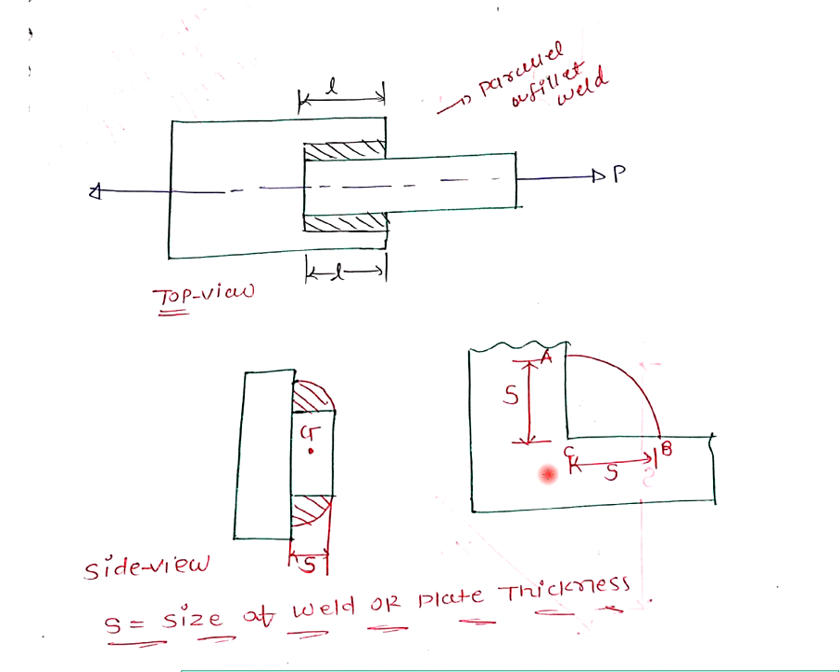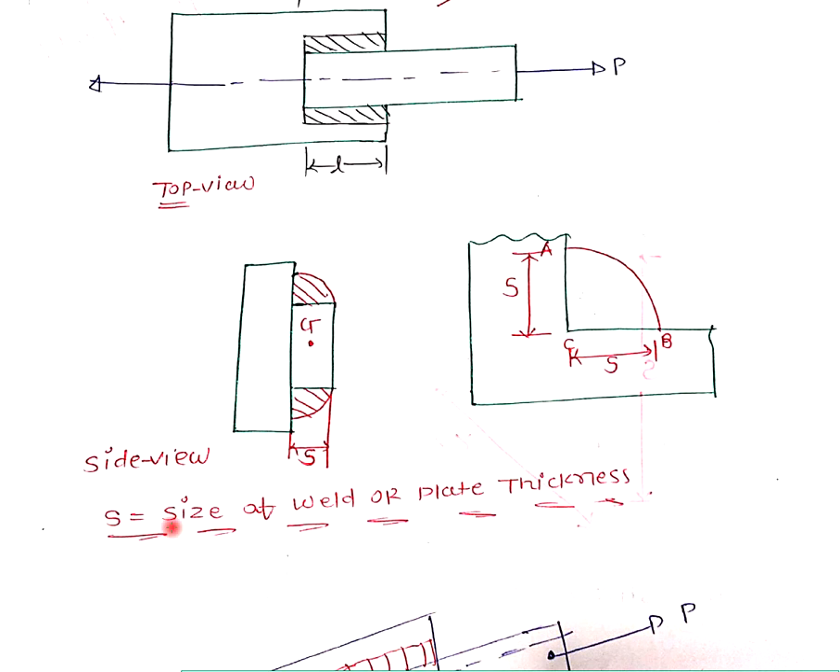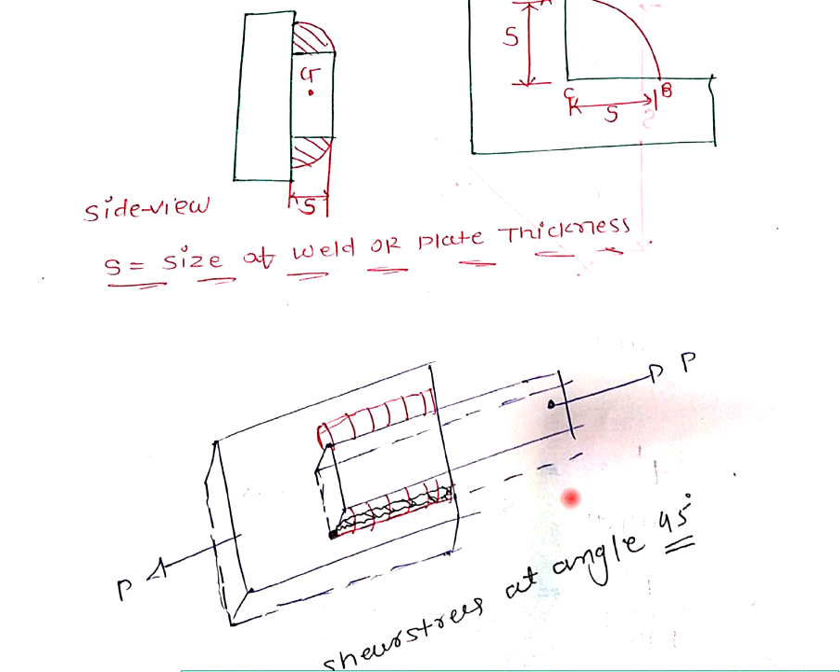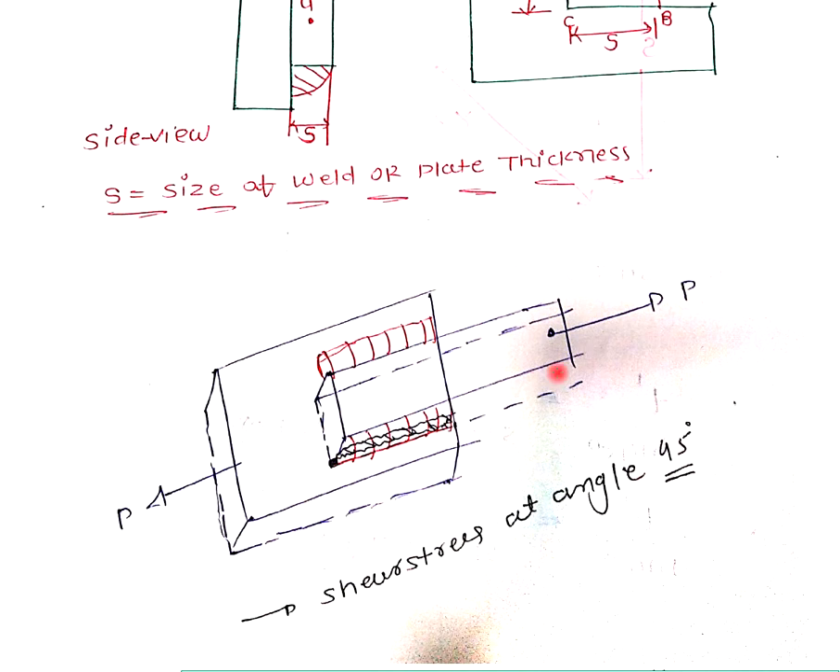Now side view. S is the size of weld or flat thickness. So whenever we are applying force P to the fillet weld, we know that there is a shear stress because of the surface contact area, and we are applying a force parallel to the weld. So there will be a stress generated, that will be shear stress, and this material will fail due to shear stress only. So we have to know about the shear stress. What is the maximum shear stress?